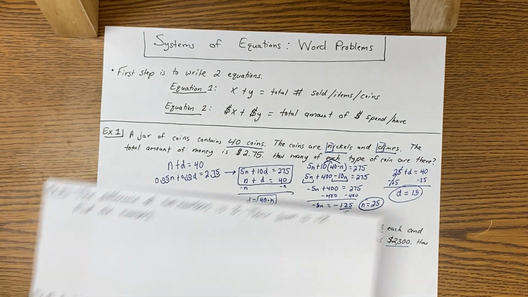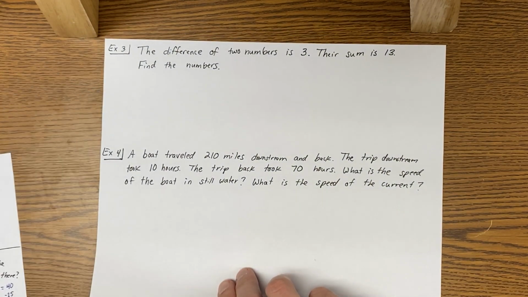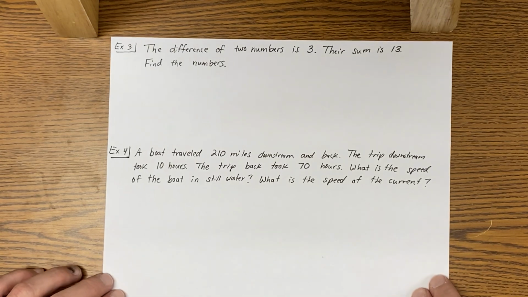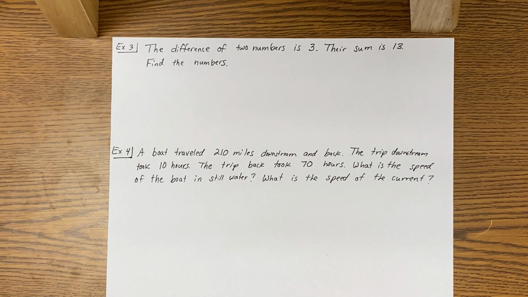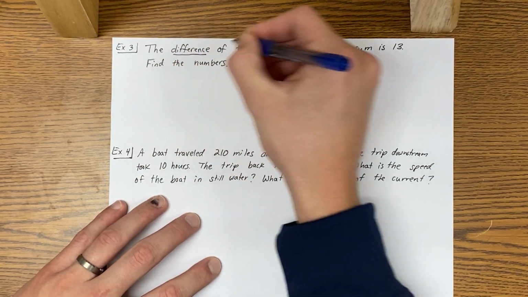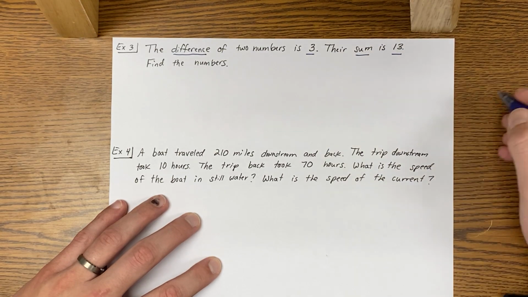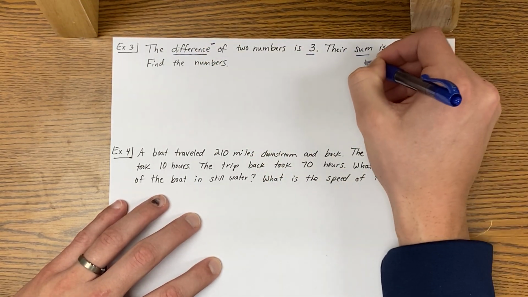All right, last two examples. Example 3 says the difference of two numbers is 3. Their sum is 13. Find the numbers. Okay, so we have difference 3, sum 13.